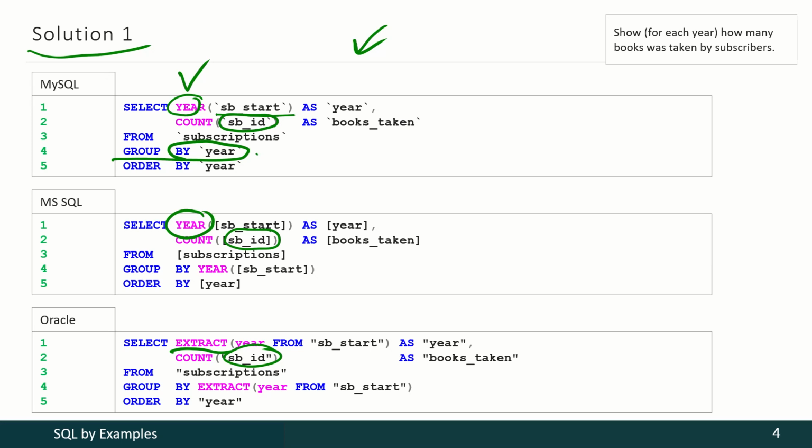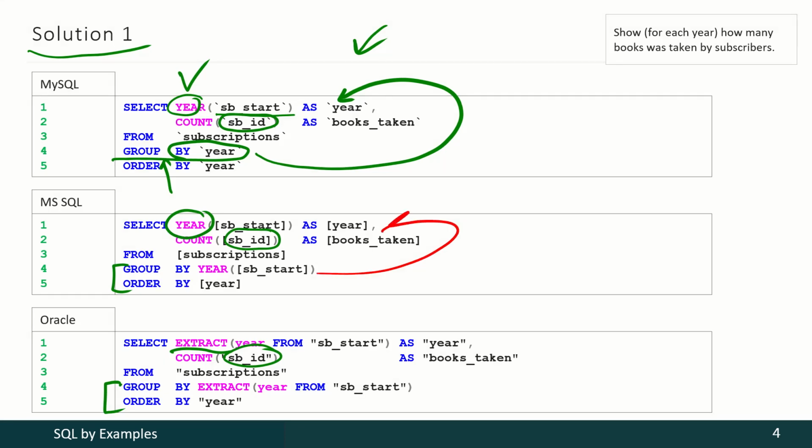In MySQL we may use the name of that expression and not write that expression again in the group section. In Microsoft SQL Server and Oracle we cannot reference a named expression, so here we have to repeat that expression once again, and once again here.